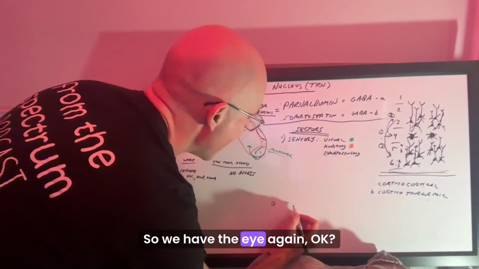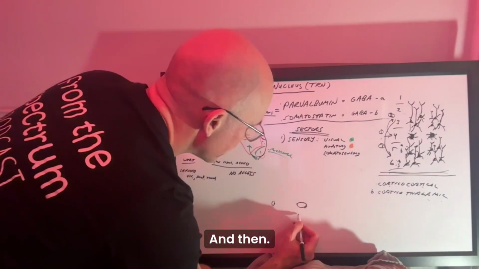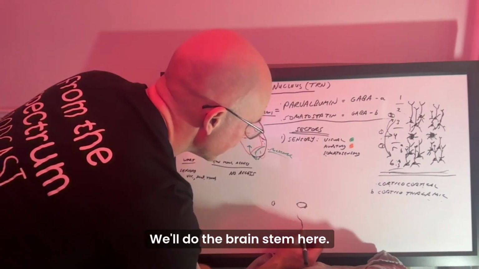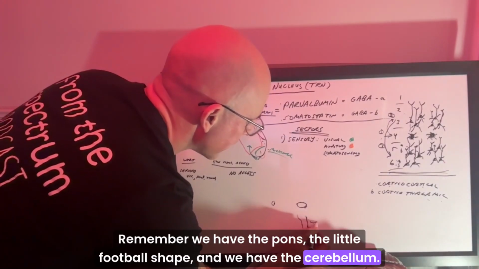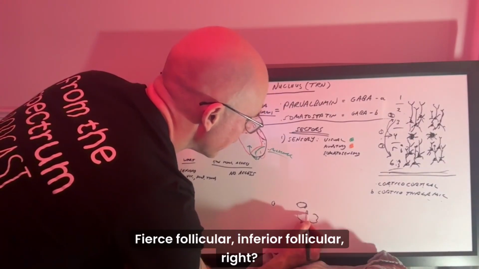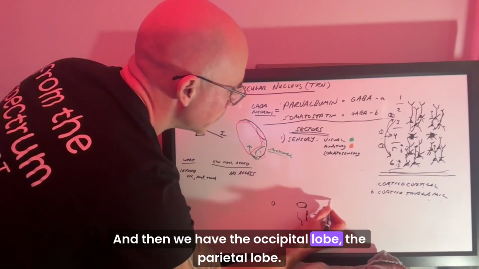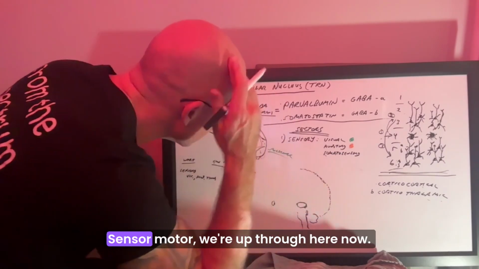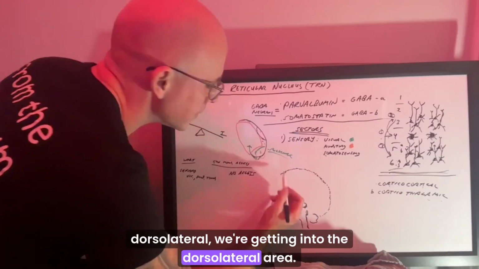So we have the eye again, okay? And then the thalamus here. And then we'll do the brainstem here. You know, remember we have the pons, the little football shape. Then we have the cerebellum, superior colliculi, inferior colliculi, right? And then we have the occipital lobe, the parietal lobe, sensory motor, we're up through here now. The dorsolateral, we're getting into the dorsolateral area.